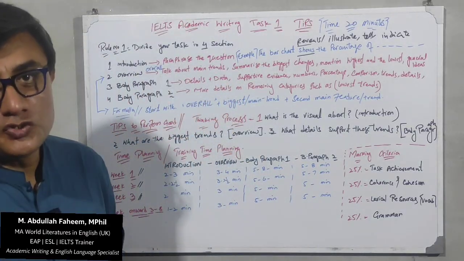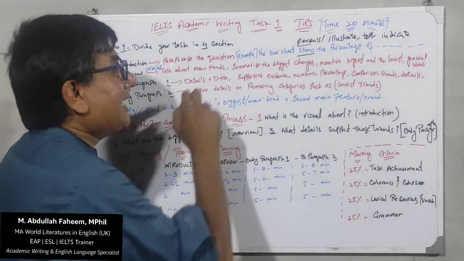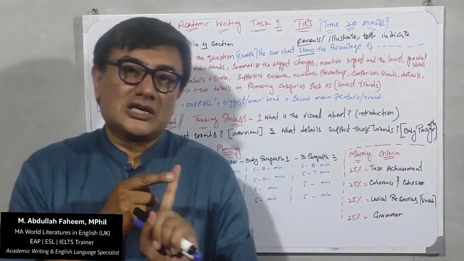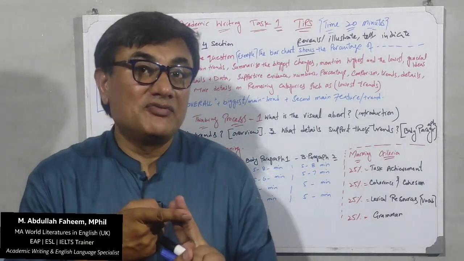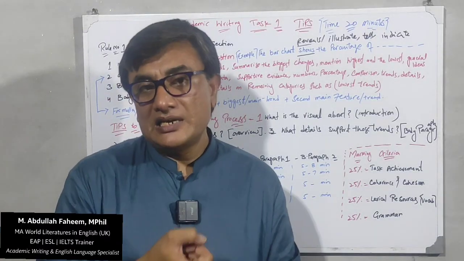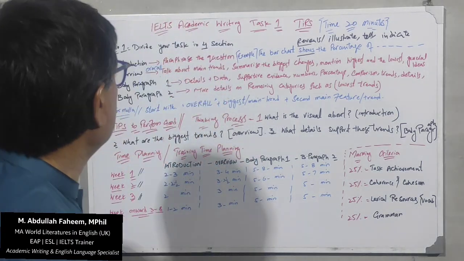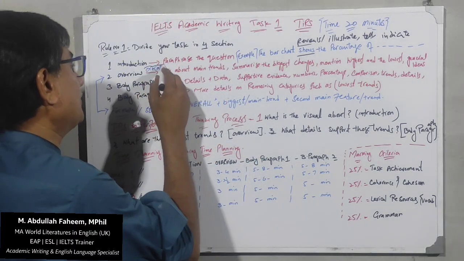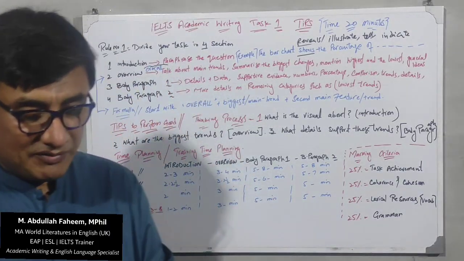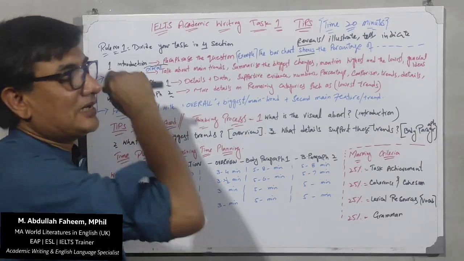Remember what you need to mention in overview. You need to talk about main trends, not all the trends. First you need to talk about the main trends, then the second main feature or second main trend. That's it, the overall scenario. Whenever you start writing the overview, always use the word overall. I have written it here, overall, and then you start writing. So after giving the overview, you start writing your first body paragraph.